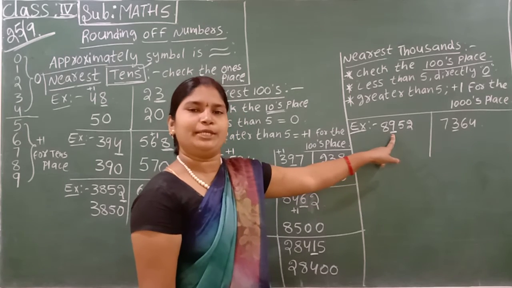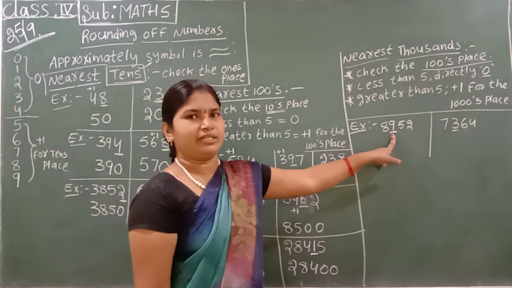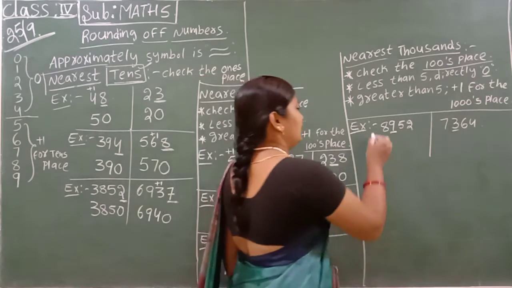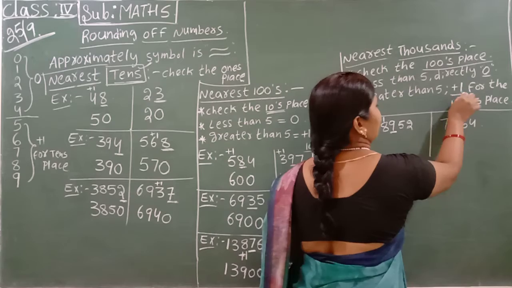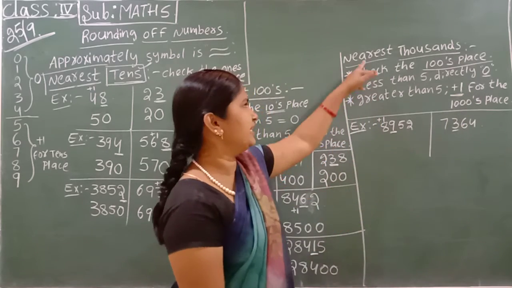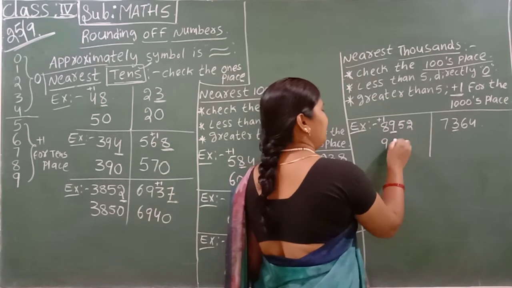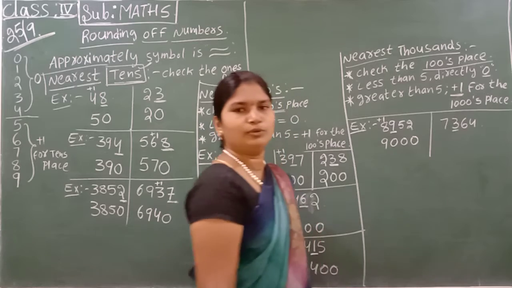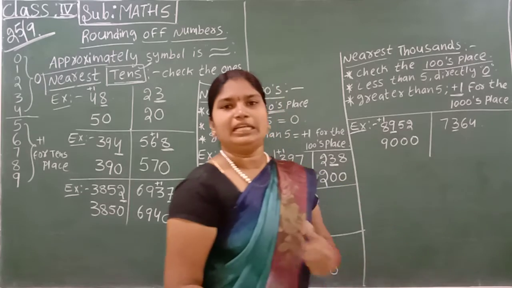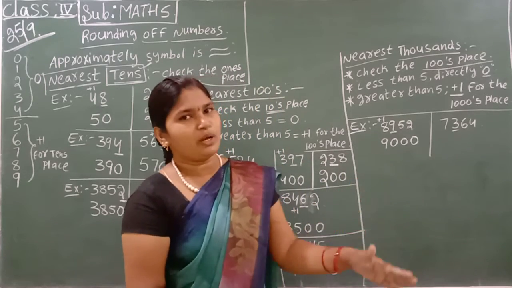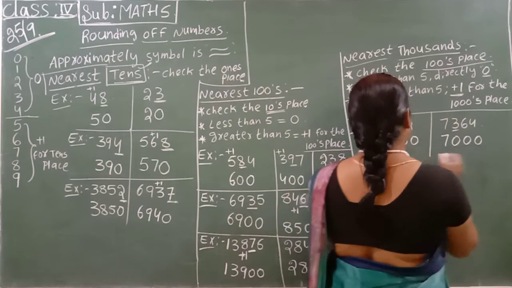9. Comparing 9 to 5, is it a big number or small number? Big number. So, add 1 for the thousands place. Why? Because nearest thousands. 8 plus 1, 9. The remaining 3 digits keep as 0. Next, here the underlined hundreds place digit is 3. Comparing to 5, 3 is the small number. So directly take 0. 7000.